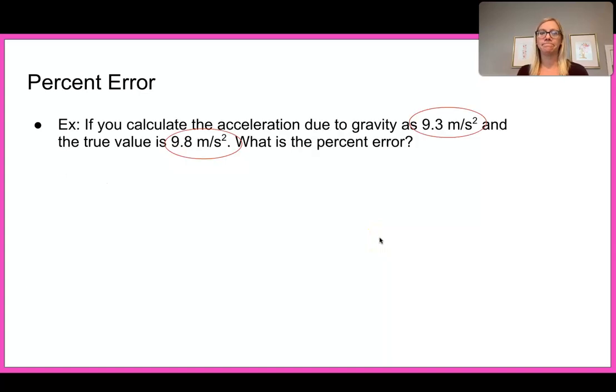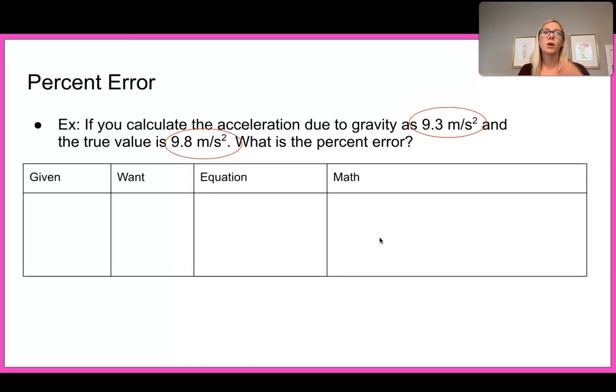Let's look at an example. You might get a problem that says if you calculate the acceleration due to gravity as 9.3 meters per second squared and the true value is 9.8 meters per second squared, what is the percent error? The first thing you need to do here is think about which one is theoretical and which one is experimental. Your experimental, I told you, was the one you got. So it says if you calculate, so your 9.3 meters per second squared, that's the one that you got. So that is your experimental value, and I've labeled that there with an E. The theoretical value is the true value, so it's 9.8 meters per second squared.